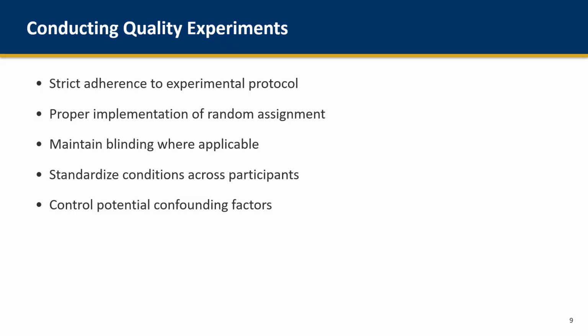Control potential confounding factors. Time of day, experimenter characteristics, equipment variations. Many factors could systematically vary with conditions if not controlled. Think through what might differ between conditions besides your manipulation, then prevent or measure those differences. Unanticipated confounds are easier to prevent than to explain away.